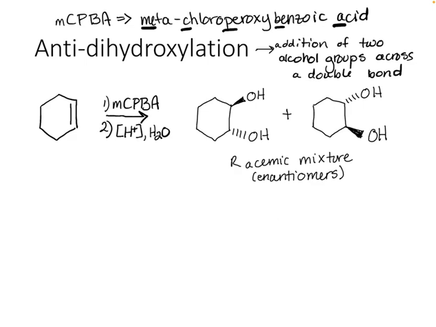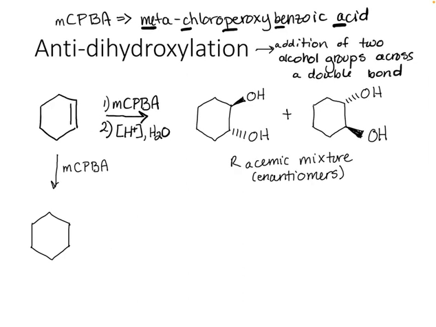All right, so again, this is anti-addition where they add opposite across the double bond. Now, why do they add opposite each other? So let's walk through the mechanism. In the first step, again, we're adding MCPBA, and what happens when we add this chemical is we get something called an epoxide.